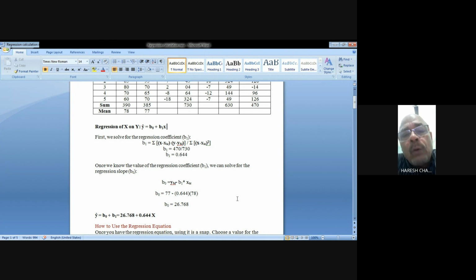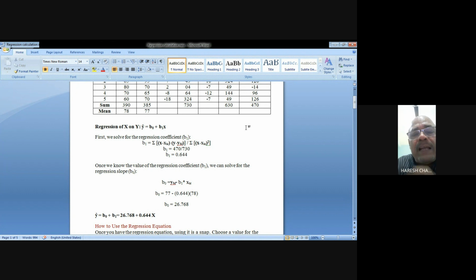If you are interested to know the science mark, to predict the science mark of a student on the basis of mathematics mark, then your regression will be called regression of x on y.